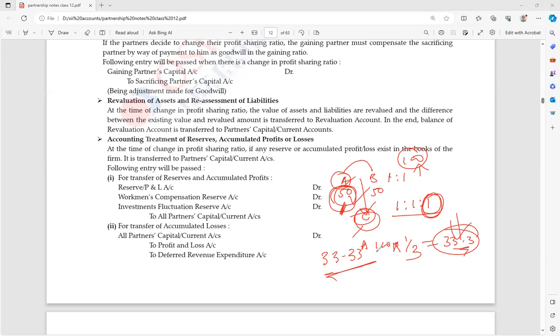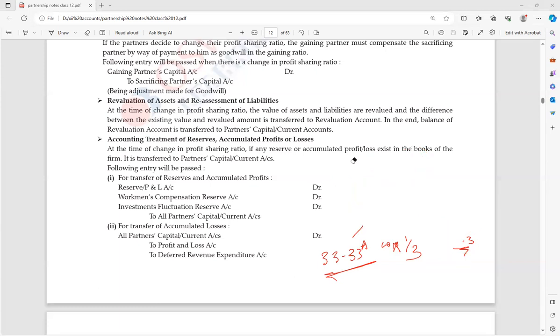So this is the way to find out the sacrificing or gaining. I hope you understood gaining and sacrificing. So old partners are sacrificing and new partners are gaining their ratio. Correct? And for calculating the gaining and sacrificing, we are using one formula, that is old ratio minus new ratio, or new ratio minus old ratio. Correct or not?